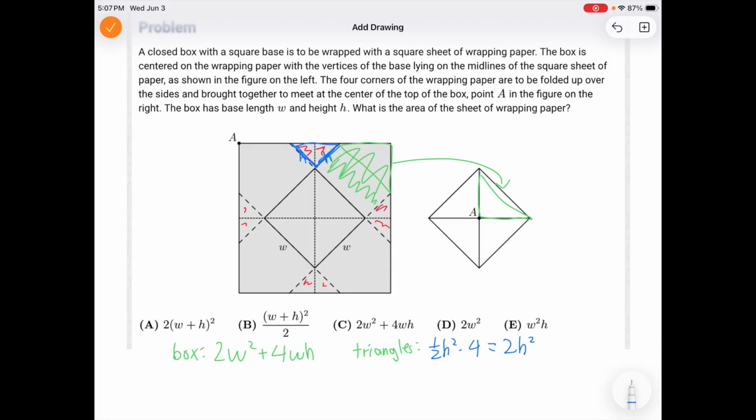So together the paper's area would be 2W squared plus 4WH plus 2H squared. And then we can factor this to get 2 times (W plus H) squared. So the answer is A.